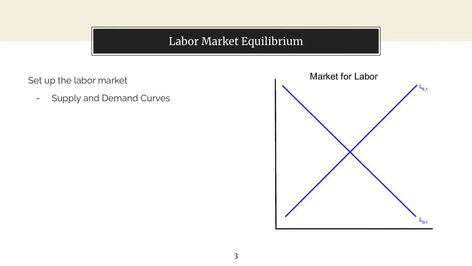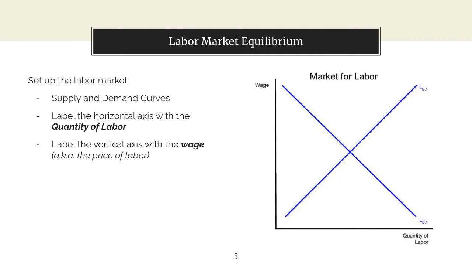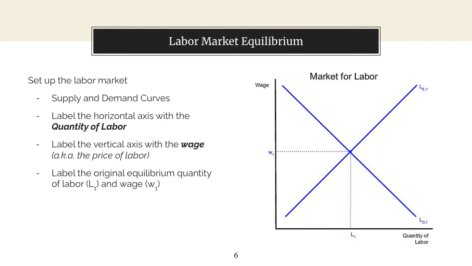We have an upward sloping labor supply curve and a downward sloping labor demand curve. We'll label the horizontal axis with the quantity of labor, i.e. the level of employment. And we'll label the vertical axis with the wage, i.e. the price of labor. And we'll label the original equilibrium point W1 for the original wage and L1 for the original level of employment.